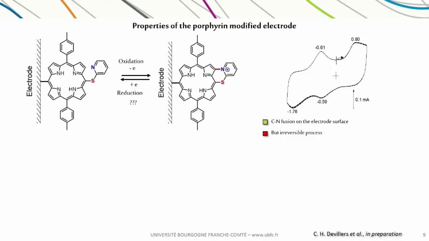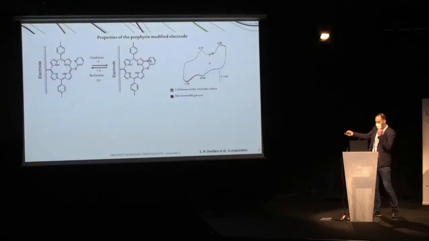So, okay. And so after that, when we prepared this material, we tried to see if it was possible to oxidize it directly onto the surface. And you can see here a voltammogram of the material. So when we start here, we are in this state. We are oxidizing the material. That means that we are removing one electron from this macrocycle. After, you can see that there is nothing here. And you have a new signal here.